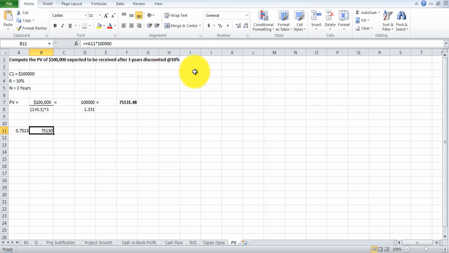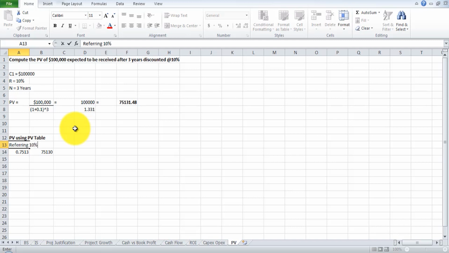you have $75,130 over here. The difference is due to the rounding of the amount, but it's approximately the same, right? 75,131 and 75,130, a difference of $1.48 only. So this is how you study the present value tables. I just mentioned over here present value using the present value table. I'll give a short note.